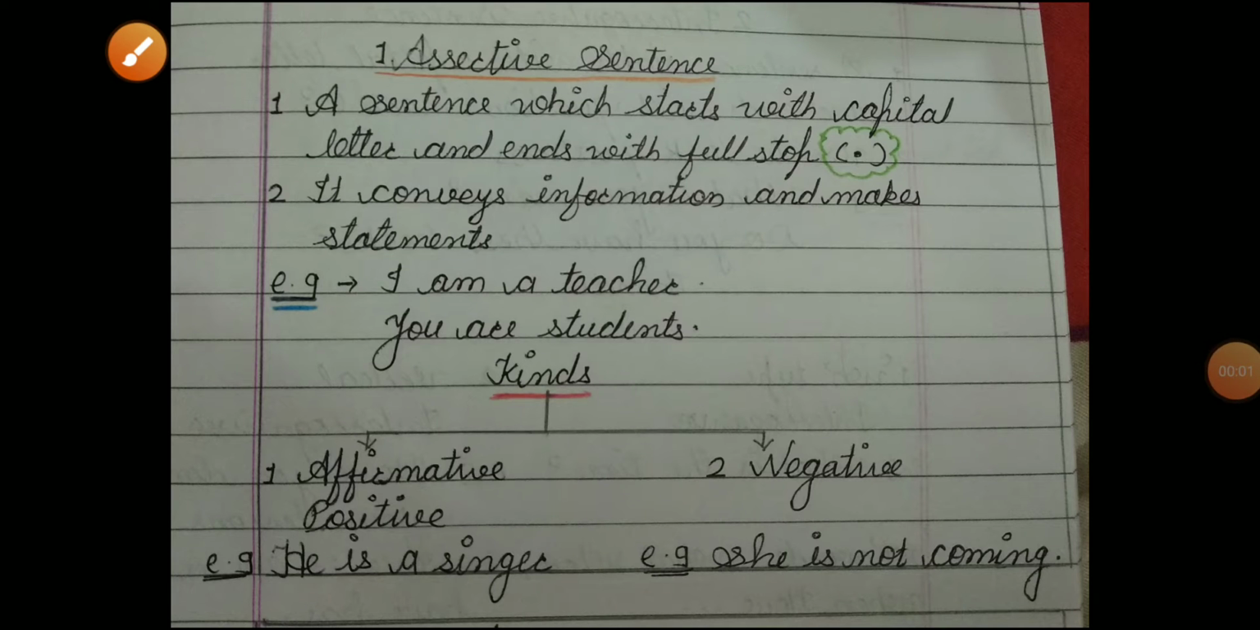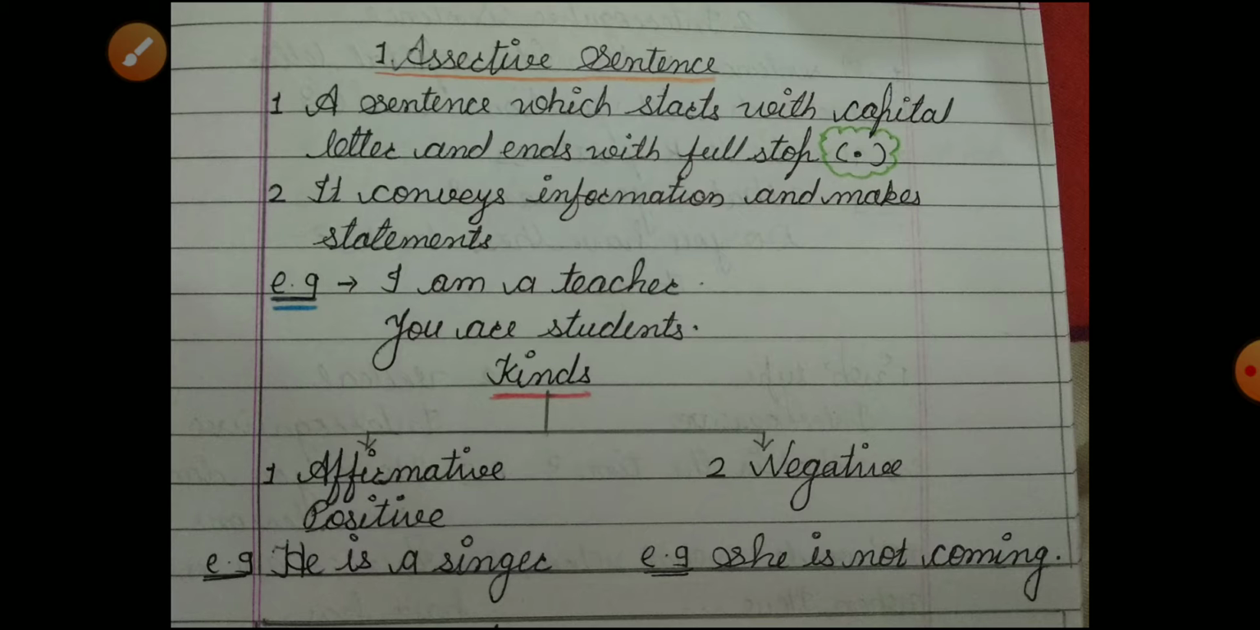Jai Janardhan student. Today I am taking a brief revision of the first grammar topic, that is a sentence. As you know, a sentence means a group of words which makes complete sense or a complete meaning. These sentences are divided into four kinds.